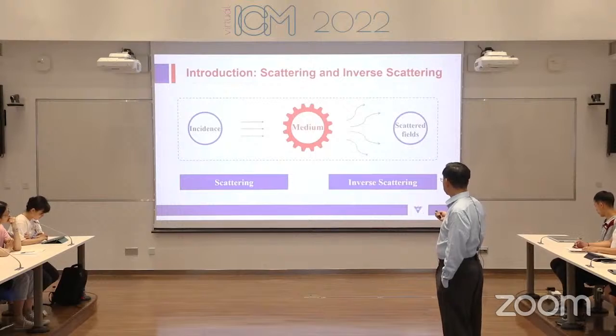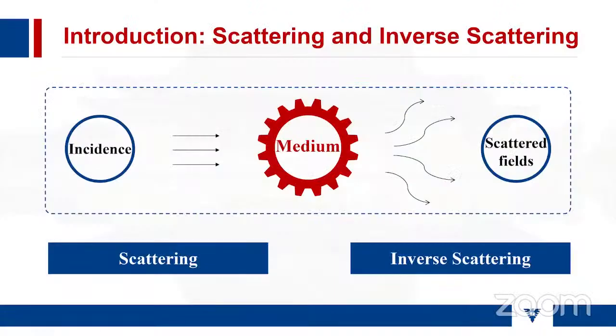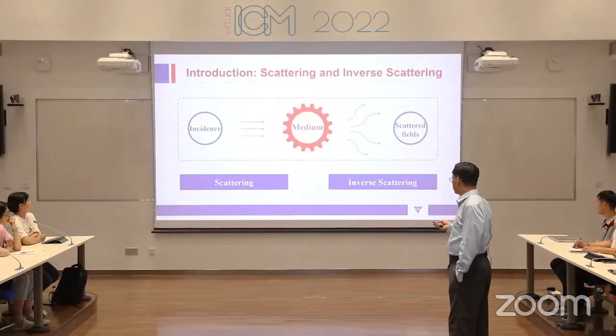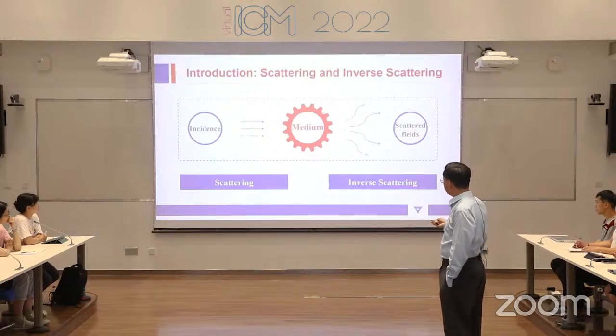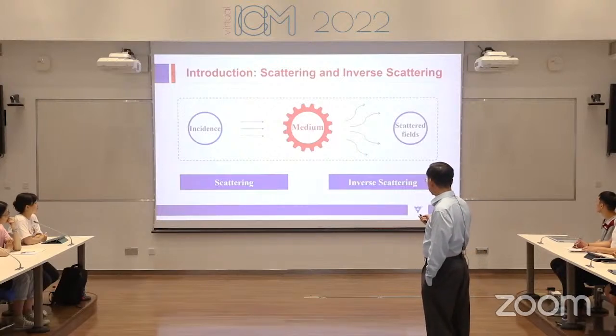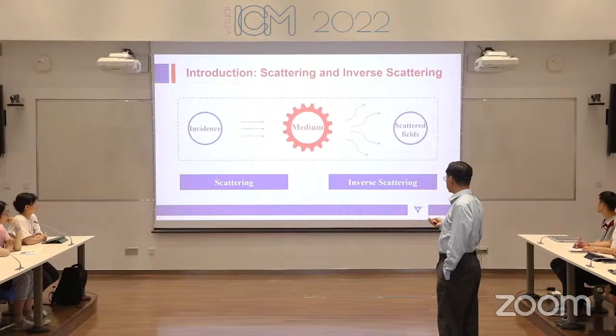So what about the inverse problem? The inverse scattering problem in this setting is to use some measured information of the scattered field, along with the information on the incident field, to determine the medium or various characteristics of the medium. Okay, and that's the focus of my talk today.